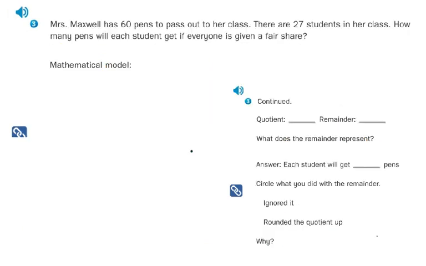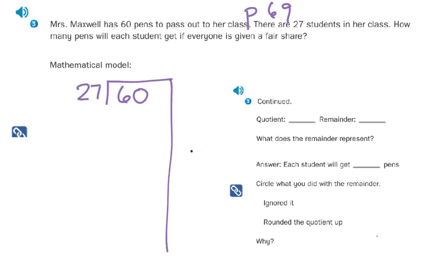All right, last one. This is now on page 69. Mrs. Maxwell has 60 pens to pass out to her class. There are 27 students in her class. How many pens will each student get if everyone is given a fair share? So, teacher has 60 pens, 27 students. How many times does 27 go into 60?